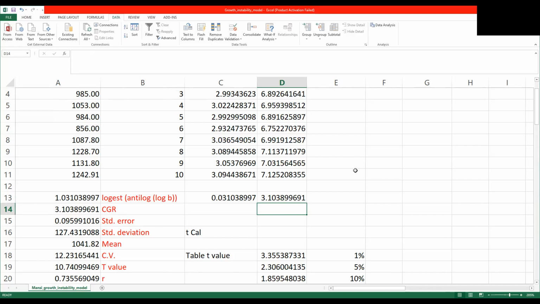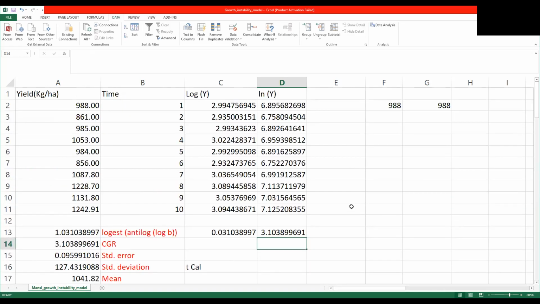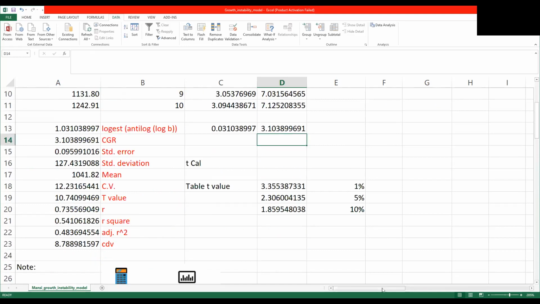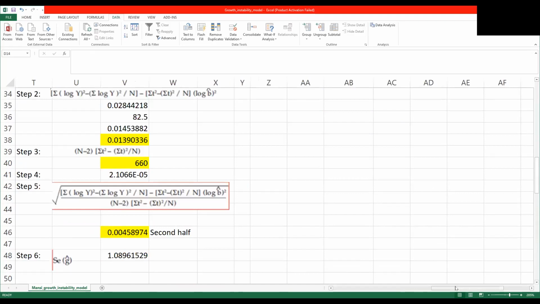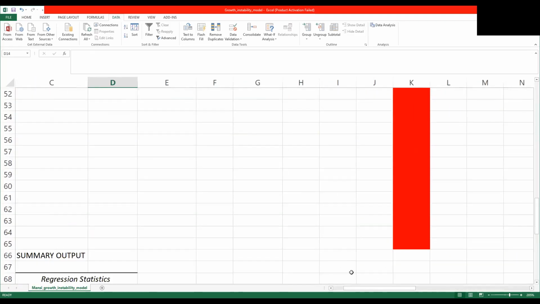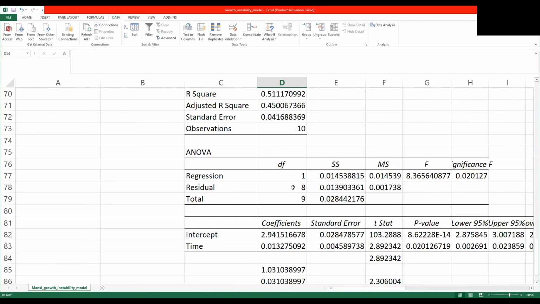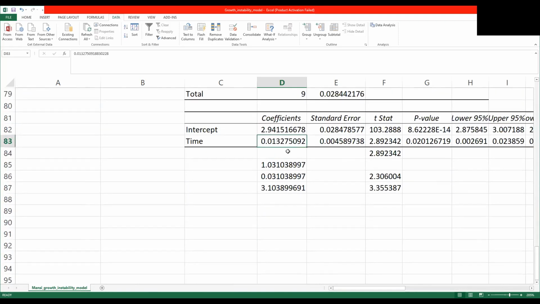Hope you also understand the practical part of it, where you can easily estimate not only the instantaneous growth rate but also the compound growth rate, right? In the instantaneous growth rate, the beta coefficient you're getting is 0.013. So if x increases by 1 unit, then y increases by 0.013 times 100, which is 1.32 percent per annum. That's it. This is what the instantaneous growth rate is.